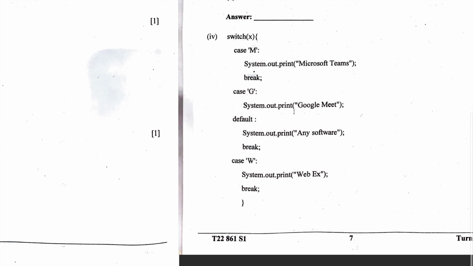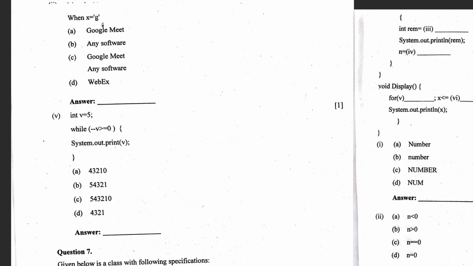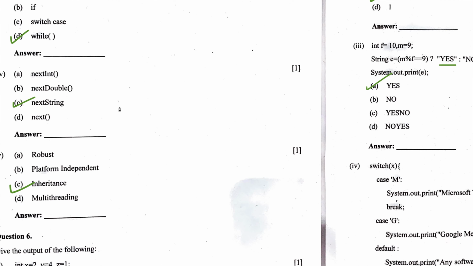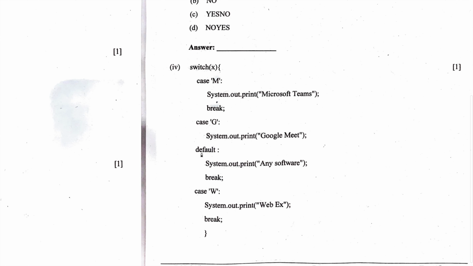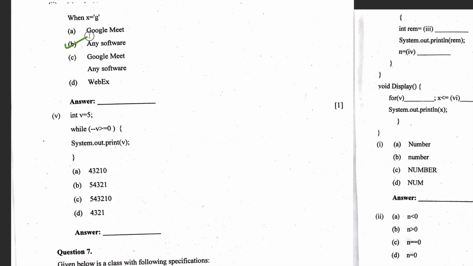Next is switch x, and you have to find the value when x is g, lowercase g. So x is lowercase g, so the only match here is default, so this is printed. Any software is printed and then there is a break statement, so you exit out of the loop. So any software is the only output. So if we go back here, output is any software, okay.